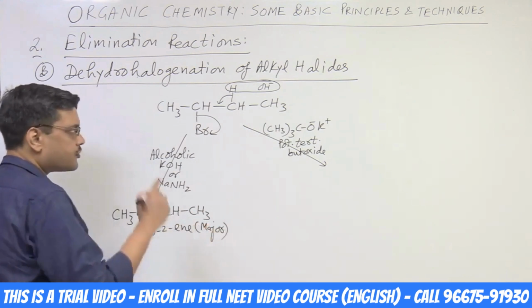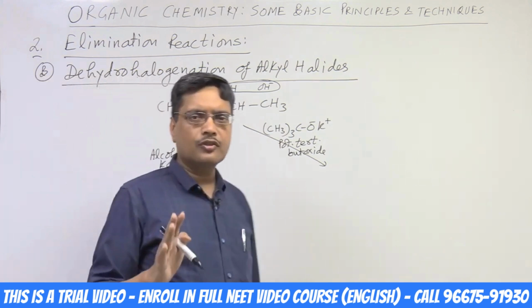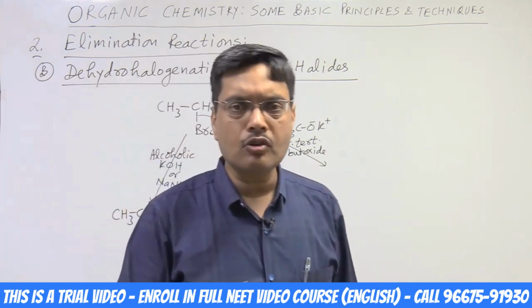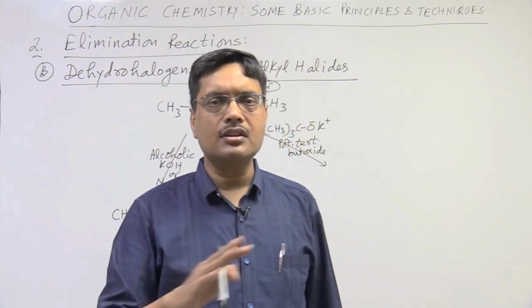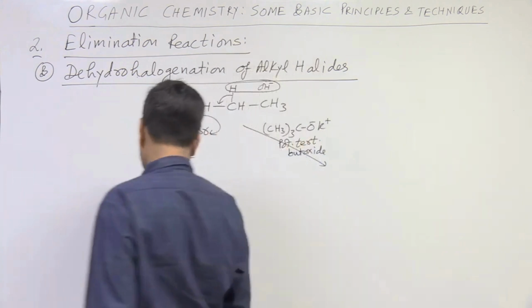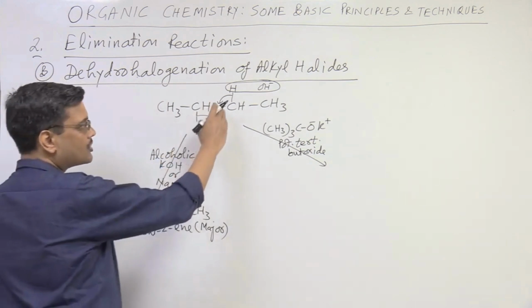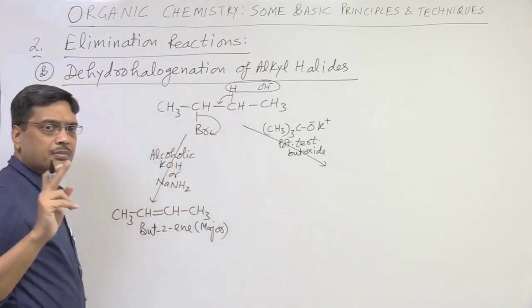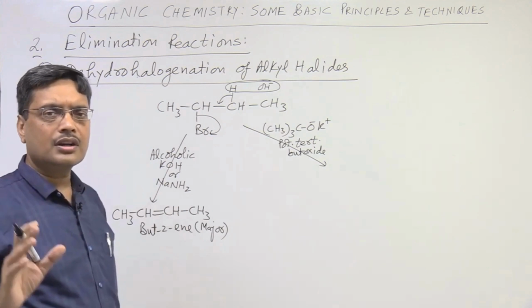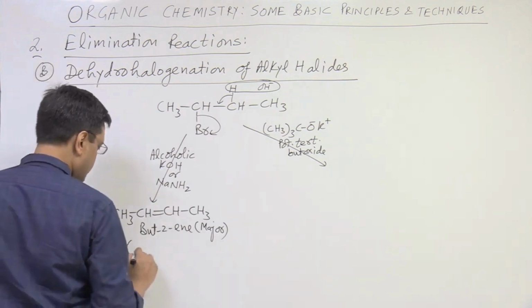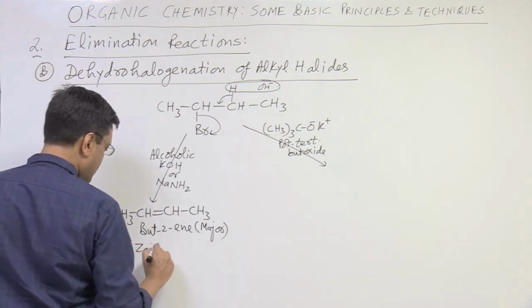Such a product which is formed according to the Saytzeff rule is known as the Saytzeff product. So this product is formed according to the Saytzeff rule because hydrogen is eliminated from that beta carbon where the number of hydrogen atoms is less. So this product is known as the Saytzeff product.